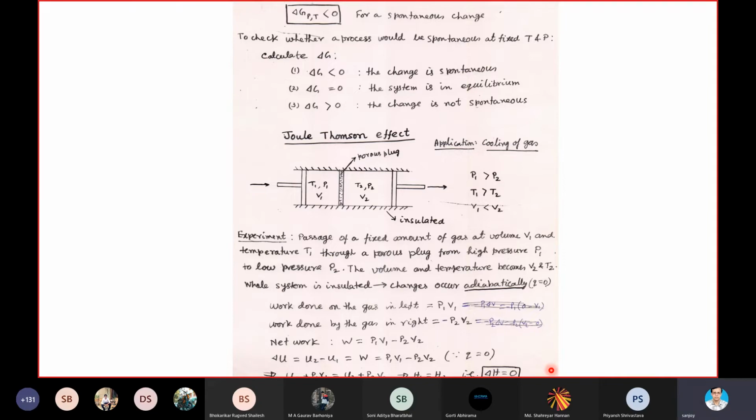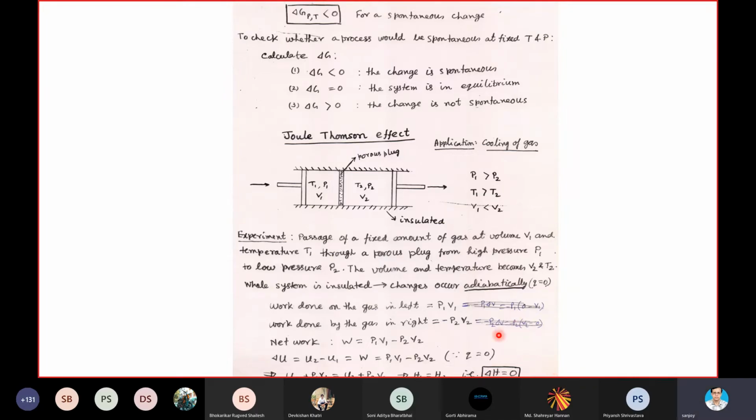So this process is what we call isenthalpic expansion, an expansion where enthalpy remains constant. You learned about isothermal and adiabatic. This is isenthalpic expansion because the enthalpy change is 0. There is no enthalpy change, or in other words, enthalpy remains constant.